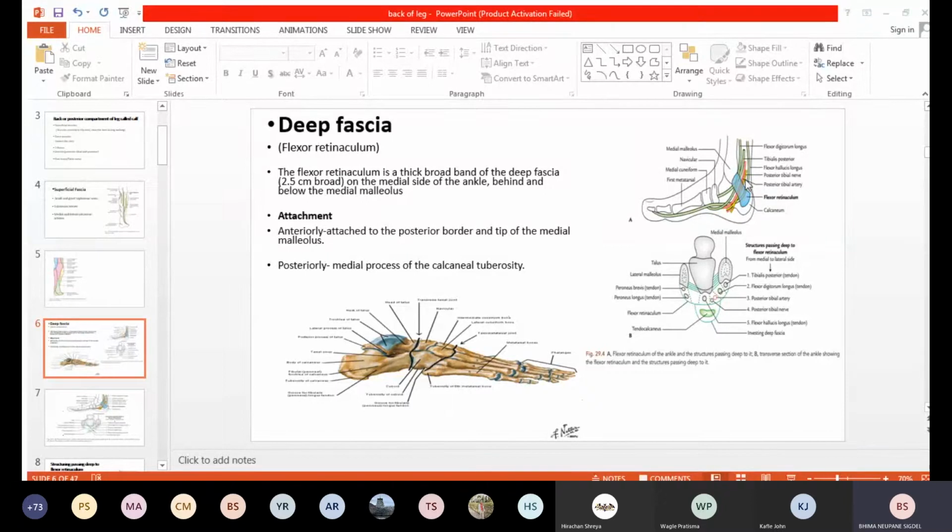This is the calcaneum. So medial process of the calcaneum. Okay. So the medial process of the calcaneal tuberosity is the posterior attachment, and the anterior attachment is the tip and the posterior surface of the medial malleolus. Okay, so these are the attachments of the flexor retinaculum.